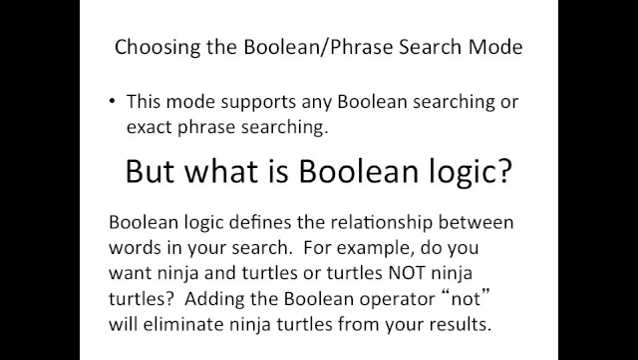The Boolean or phrase search mode supports any kind of Boolean searching or exact phrase searching. But what is Boolean logic? Boolean logic defines the relationship between words in your search. For example, you might want the word turtle, but not Ninja Turtles, and so you can tell your search to not use certain words or to include certain words. Let's do an example.